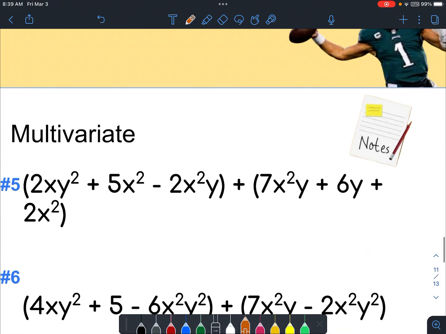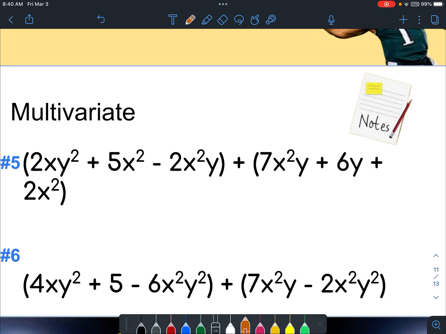And then the last one, I'll work this one too. If you want to pause it and try it, you can. These ones just intimidate kids. It starts to look like you're looking at hieroglyphics because there are so many letters and exponents going on.